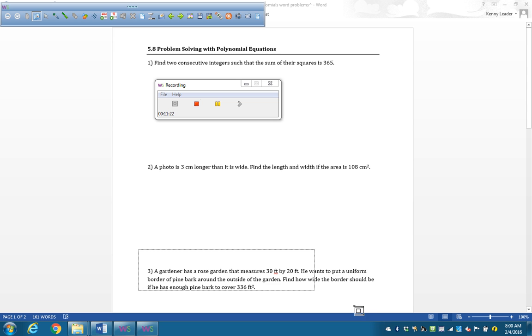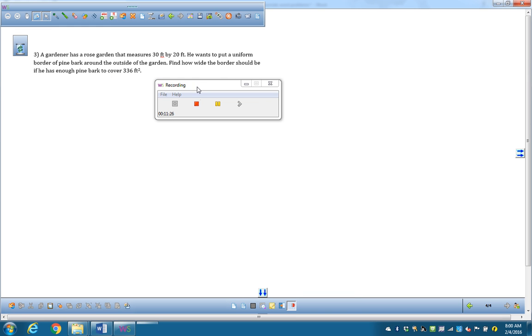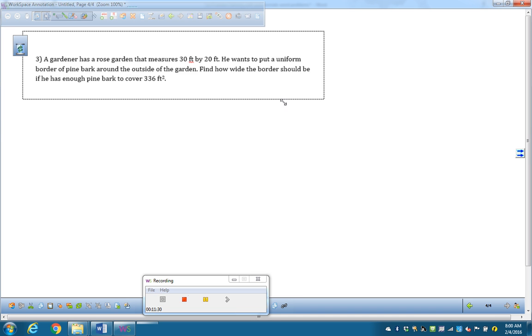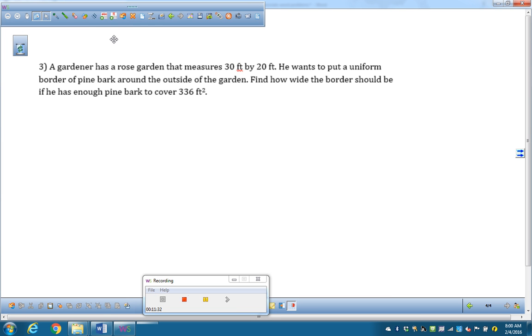Maybe not. These types of problems, I've seen these a million times. You should kind of know how to do it because they come up a lot. A gardener has a rose garden that measures 30 by 20 feet. He wants to put a uniform border of pine bark around the outside of the garden. Find how wide the border should be if he has enough pine bark to cover 336 feet.